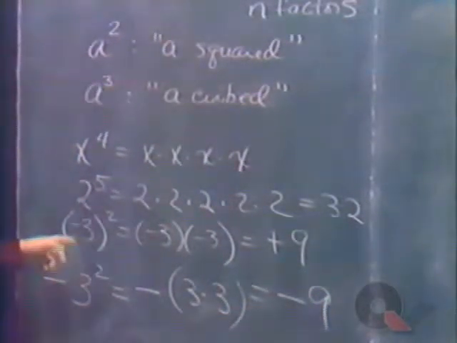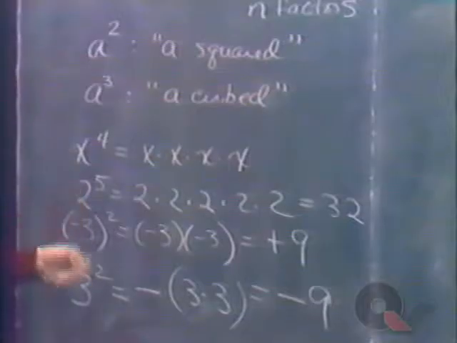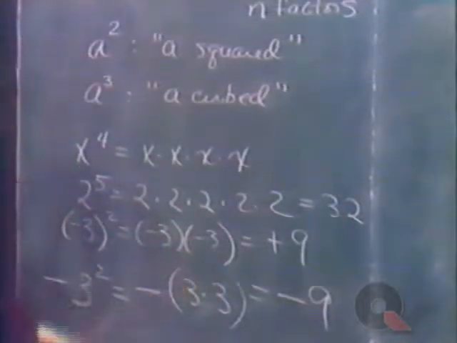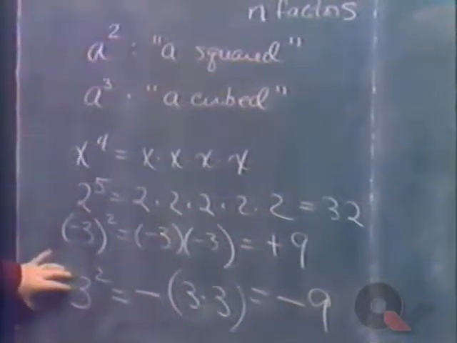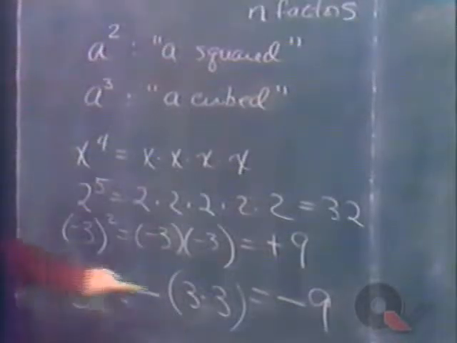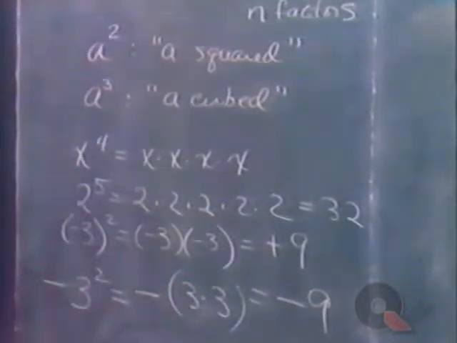Notice the difference here. This is minus 3 squared, minus 3 times minus 3. This is minus, or the opposite of, 3 squared. So square your 3, get 9, and take the opposite of that for minus 9.